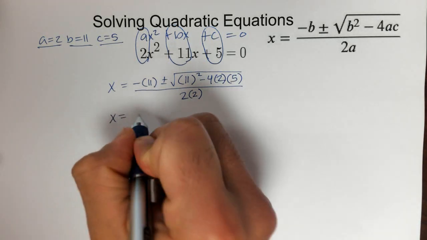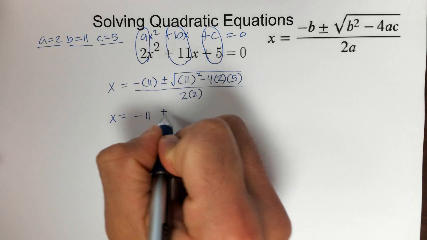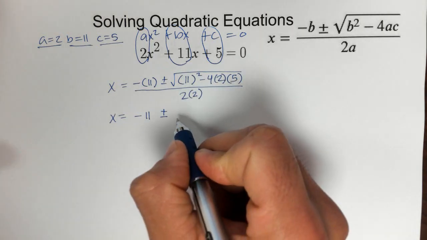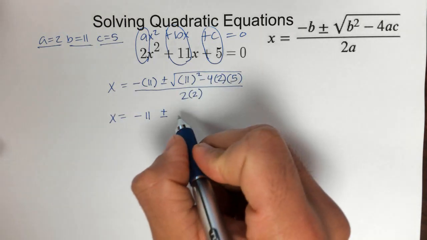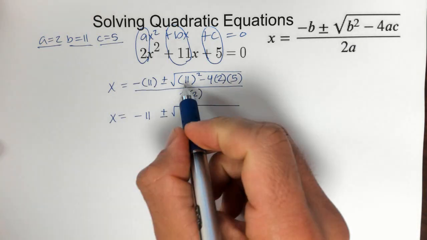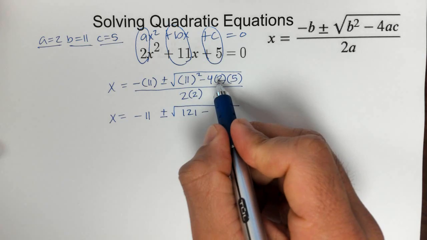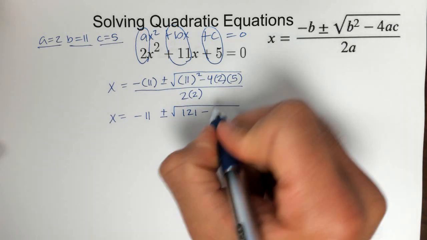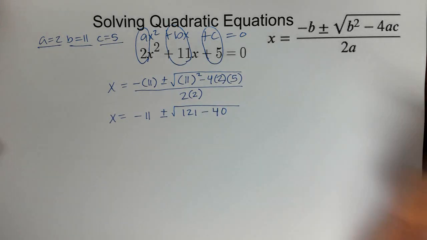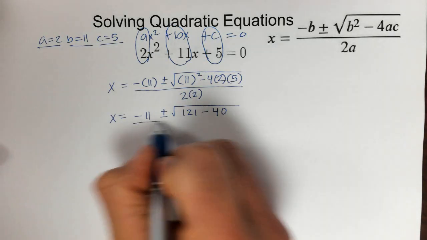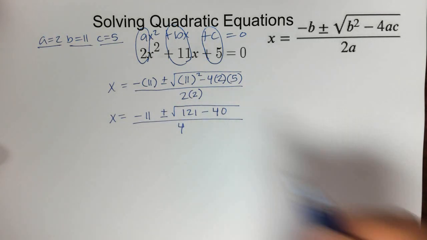This turns into x equals negative 11 plus or minus the square root of 11 times 11 is 121. 4 times 2 is 8. 8 times 5 is 40. And then on the bottom I have 2 times 2, which is 4.